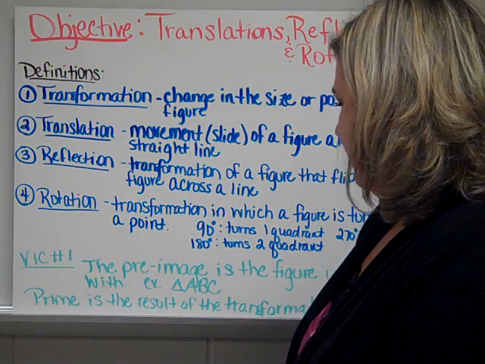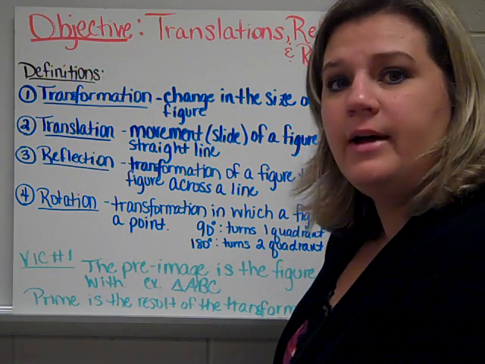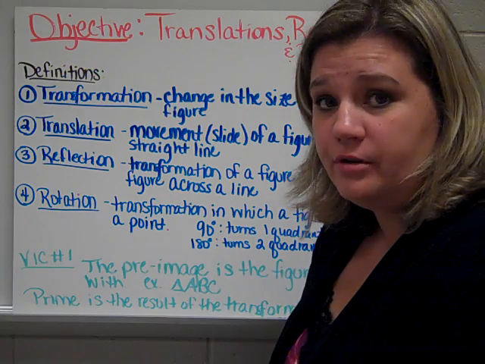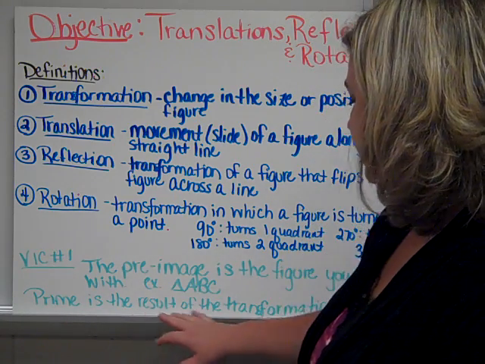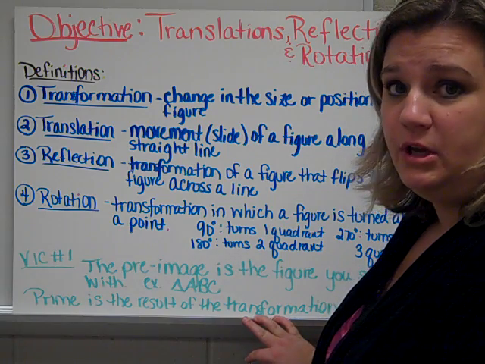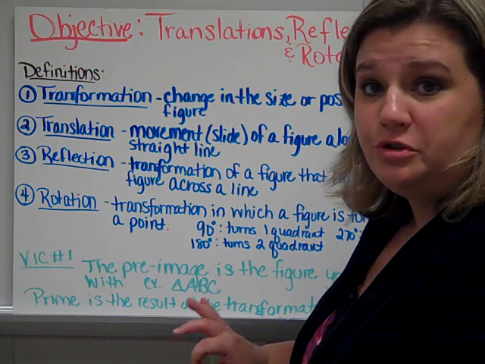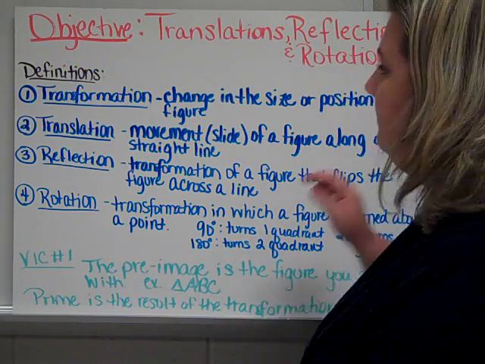Big number 1. The pre-image is the figure you start with. So for example, triangle ABC. That would be our pre-image, or in other words, our original figure. Prime is the result of the transformation. So going back to that triangle ABC, when we do a transformation on it, it would be triangle A prime, B prime, C prime.